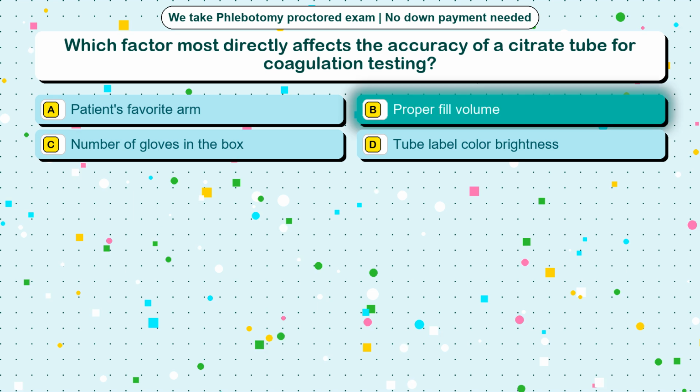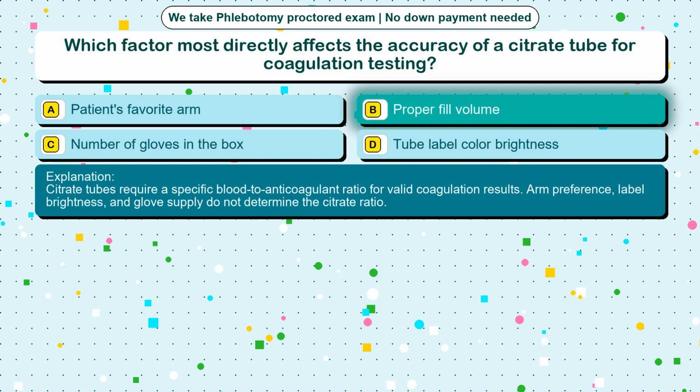The correct answer is option B. Proper fill volume. Citrate tubes require a specific blood to anticoagulant ratio for valid coagulation results. Arm preference, label brightness, and glove supply do not determine the citrate ratio.